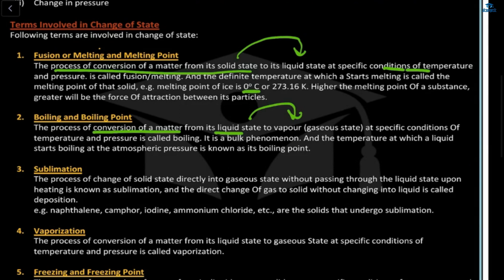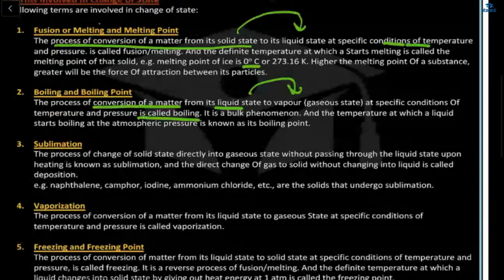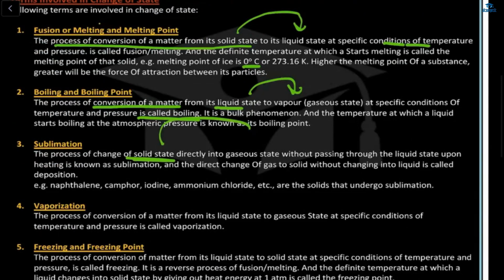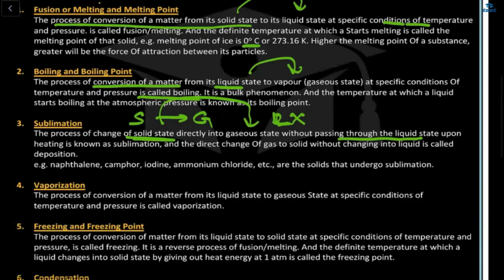We can see the bubbles starting to form in the water, at a specific condition of temperature and pressure; that is known as boiling. What is sublimation? The process of change of solid directly into gas without passing through the liquid state. Liquid is not included in this process. For example, naphthalene, camphor, iodine, ammonium chloride, etc. These undergo sublimation, meaning they can change their state from solid to gas without passing through the liquid.